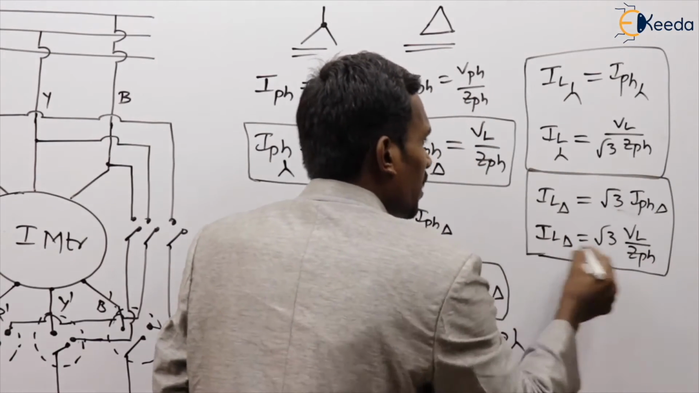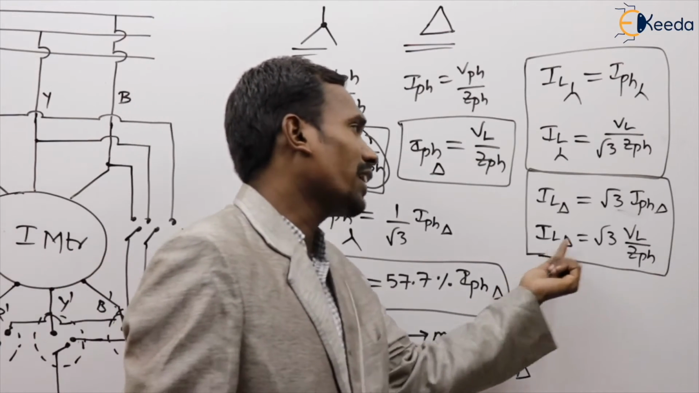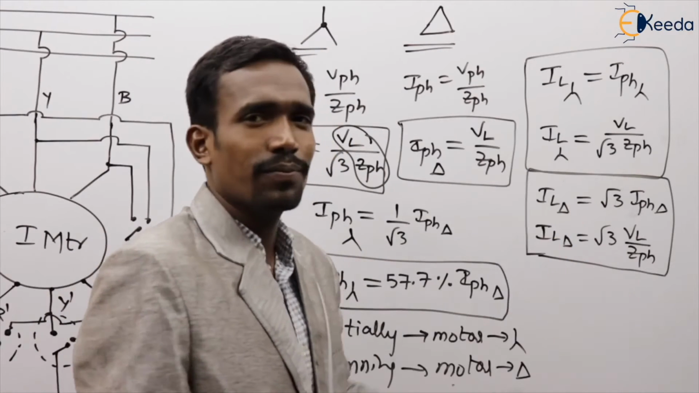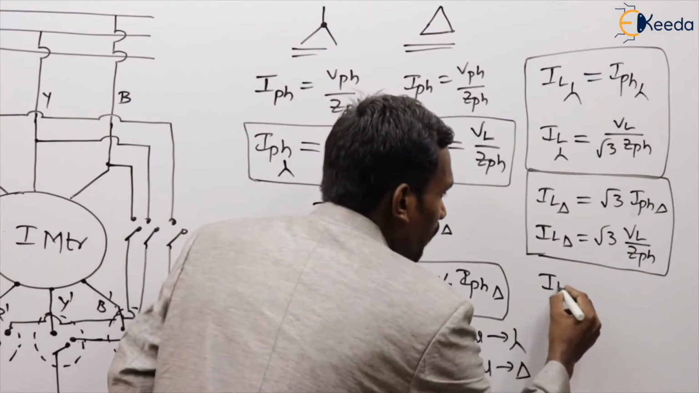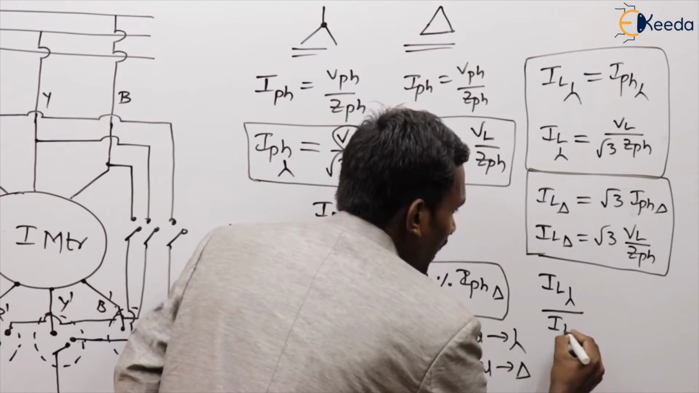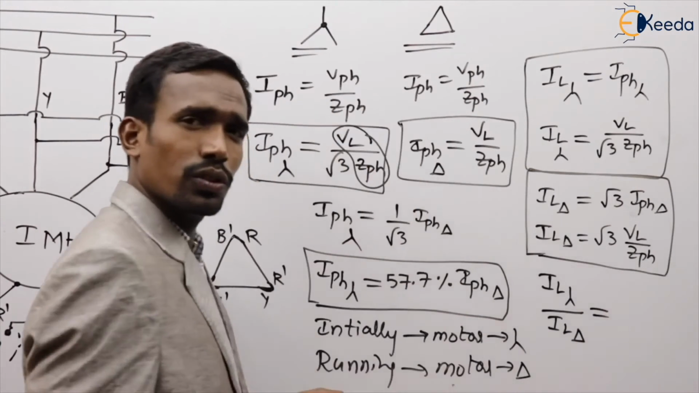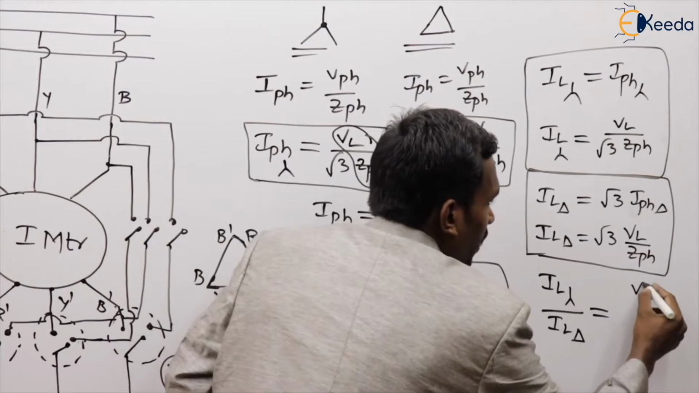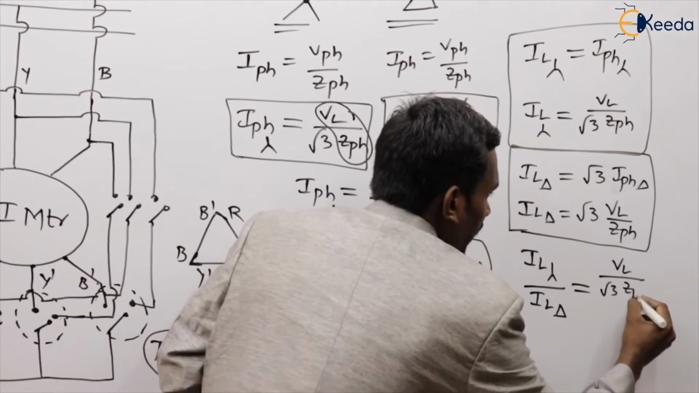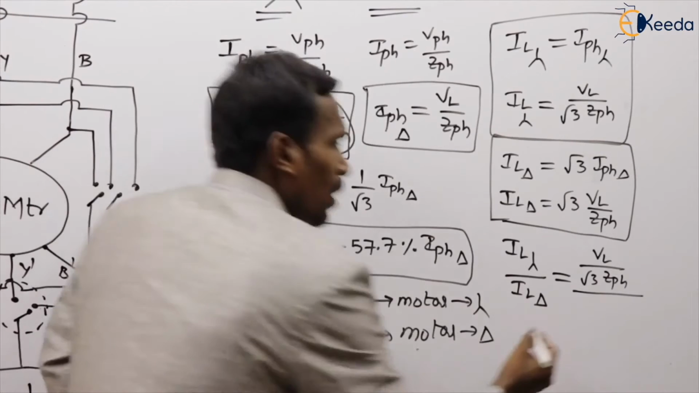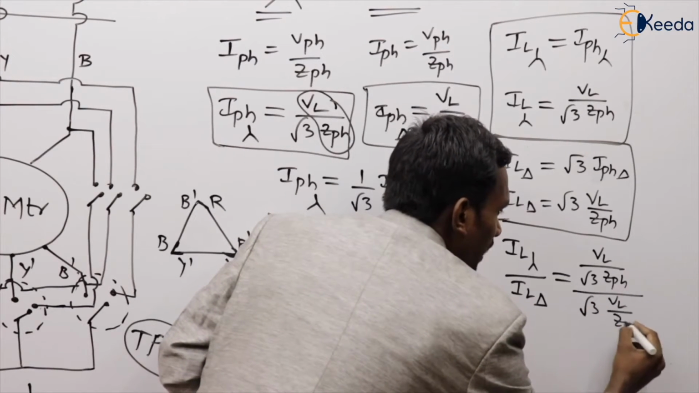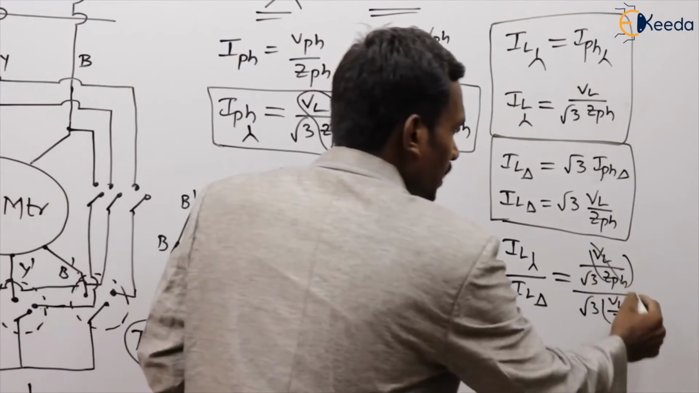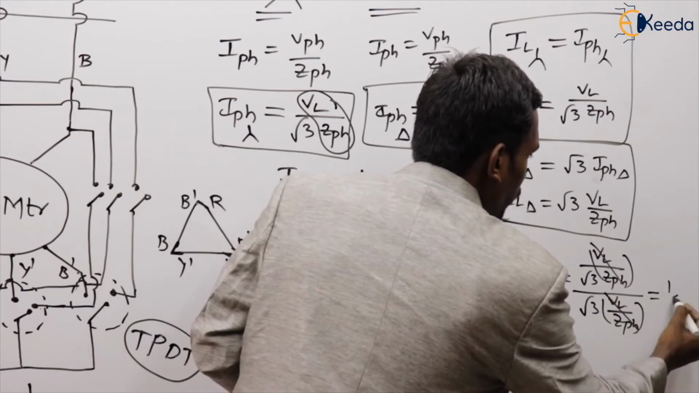VL by Z phase. The line current in delta is equal to root 3 times the phase current in delta. You know this already. Now tell me, what is the ratio of the line current in star to the line current in delta? It is VL by root 3 into Z phase divided by root 3 into VL by Z phase. The VL by Z phase cancels out. The value is 1 by 3.